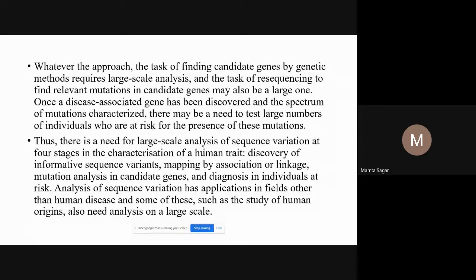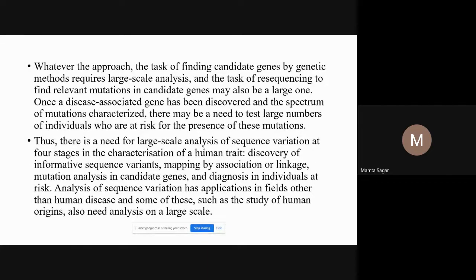So whatever the approach, the task of finding candidate genes by genetic methods requires large scale analysis. Because the human genome is large, it also needs sequencing and resequencing. Why do we do the resequencing? Because all individuals can show variation, so resequencing may be required.